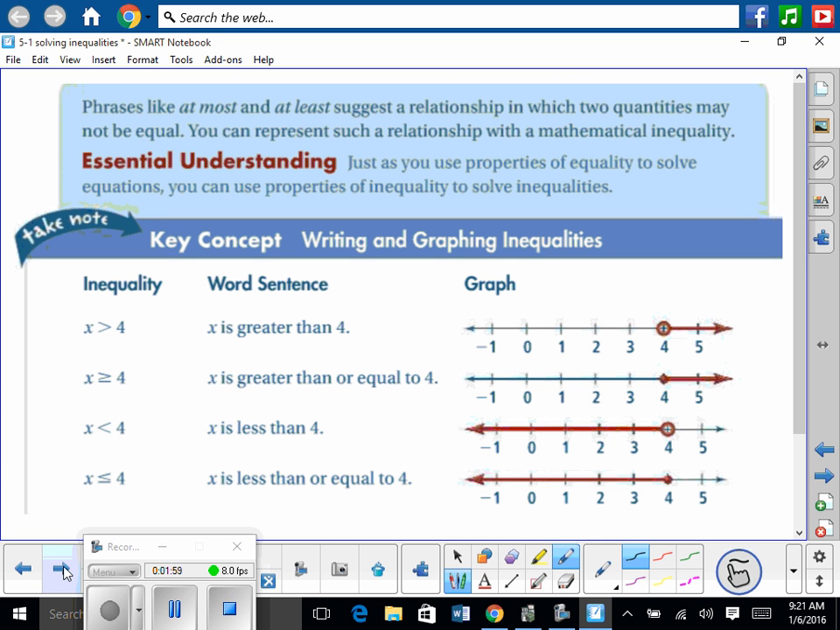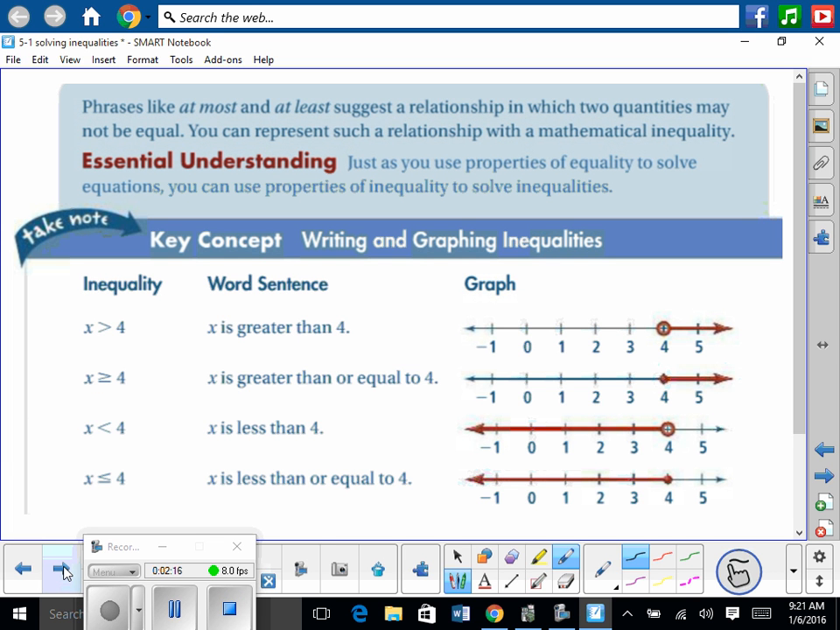Okay, so phrases like at most or at least suggest a relationship in which two quantities may not be equal. So it might not be equal if it says at least or at most, and that's often when you know you're going to be using an inequality.